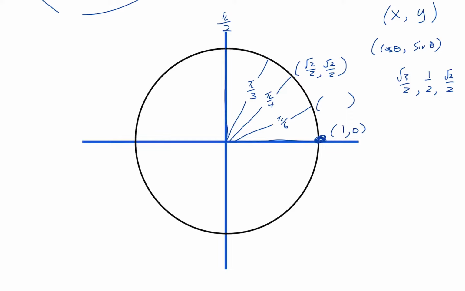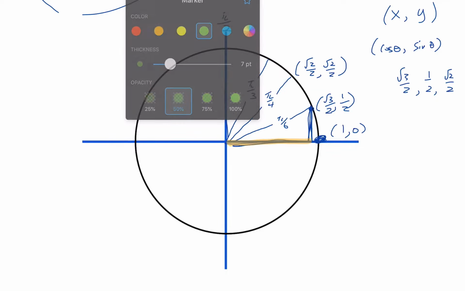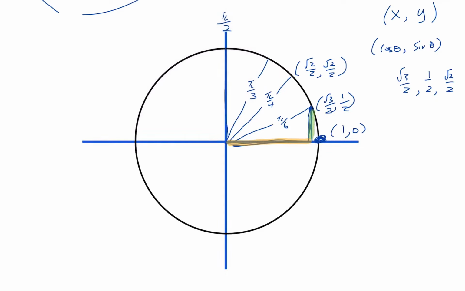And here, so let's look at this. This distance is sine, is half. And now this distance right here is square root 3 over 2. Square root 3 over 2. Okay. And when we think about this, square root 3 over 2 is bigger than half. And we can also think that this distance is bigger than this distance right here, right? That's why we write square root 3 over 2 first and half.